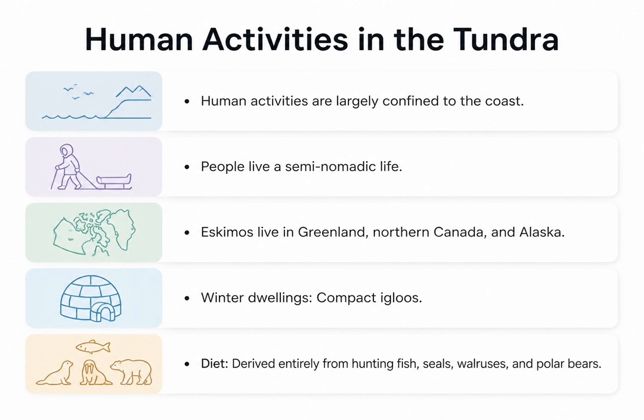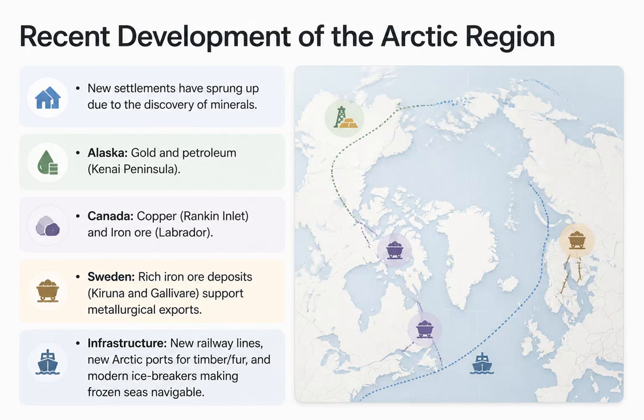In recent years, the Arctic region has seen significant development, driven almost entirely by the discovery of valuable minerals. New settlements have sprung up around mining operations, gold and petroleum in Alaska, copper and iron ore in Canada, and massive iron ore deposits in Sweden that support a prosperous metallurgical export trade. To support this, new railway lines have been built, and new ports on the Eurasian Arctic seaboard now ship timber and fur. Furthermore, modern icebreakers have made previously frozen seas navigable for commercial shipping.